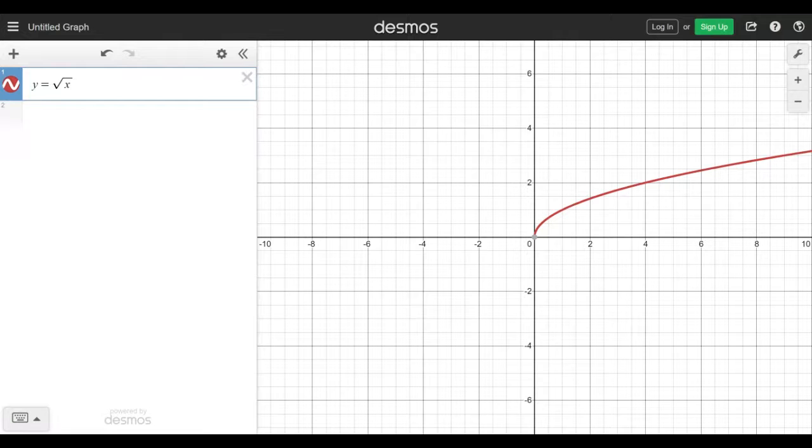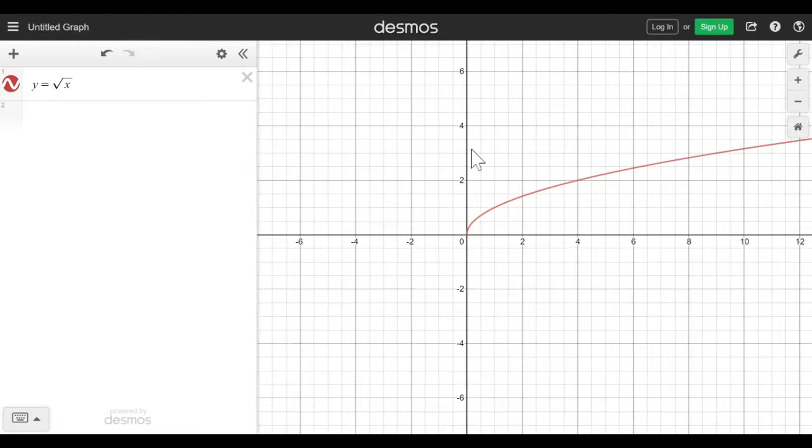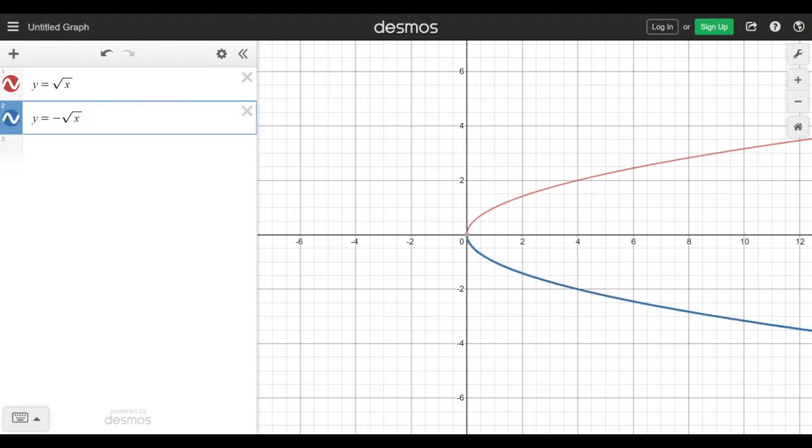So you have here y is equal to square root of x. So this is half of the parabola that is facing to the right side. So if you want to reflect this with respect to the x-axis, you're going to take the other half, which is y is equal to negative square root of x.